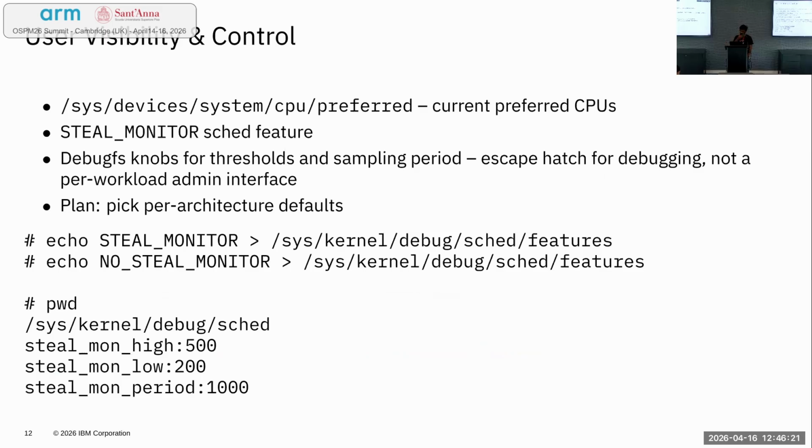Yeah. So these are the current state information and the debug tunables available. We have a new CPU state called preferred, which sits in the same place of online possible today. And we have a new scale feature called steal monitor, which the user can enable and disable. And we have debug tunables here, three tunables called high steal value, low steal value, and the period. Currently the defaults are very conservative, but one can configure the values for an aggressive or more conservative approach.